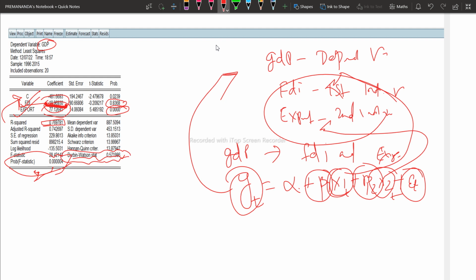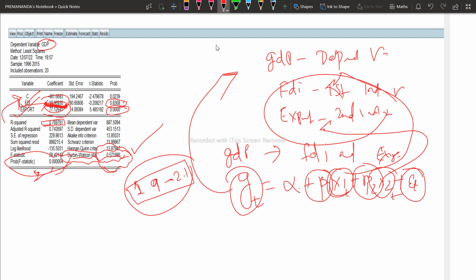So as per the rule of thumb and as per many papers, as per much past literature, many researchers have suggested many rules of thumb. So I'm considering 1.9 to 2.1 here. So if the Durbin-Watson statistic varies between 1.9 to 2.1, then there is no problem of autocorrelation. But here the value is 0.57, which clearly states that there is a problem of autocorrelation.